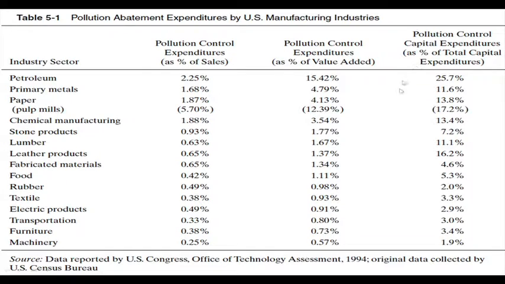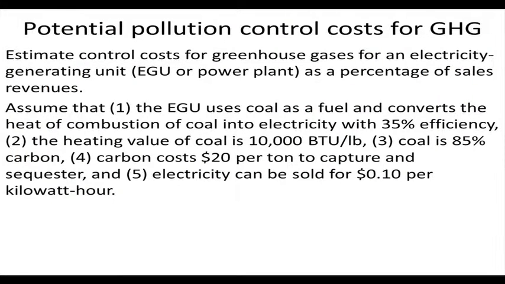Then pollution control capital expenditure as a percentage of total capital expenditure. Based on the total capital expenditure, nearly 26% goes into pollution control for the petroleum industry, 12% in primary metals, 13.8 to 17.2%. These are two different sources. So a good amount of money has been invested in that.